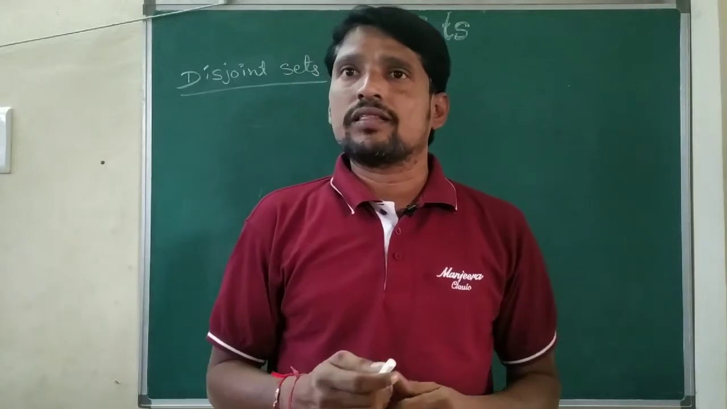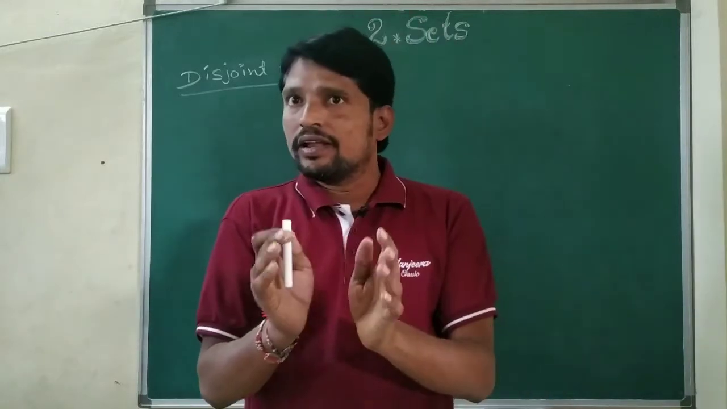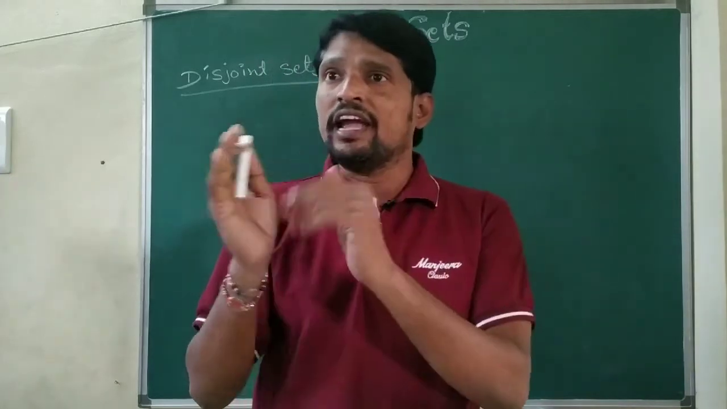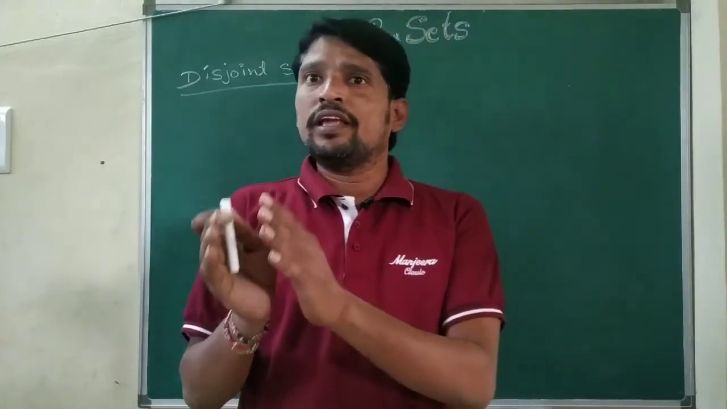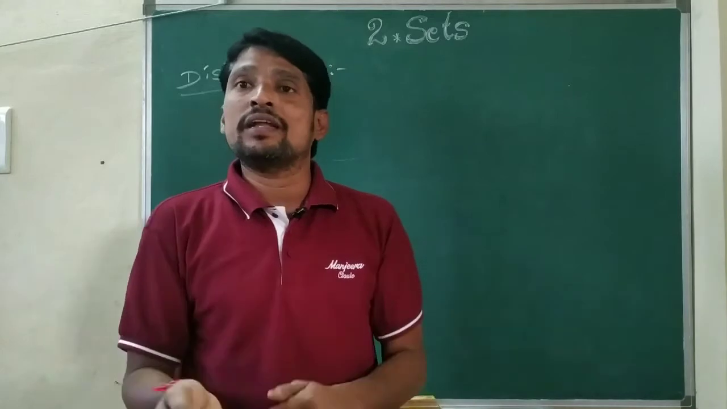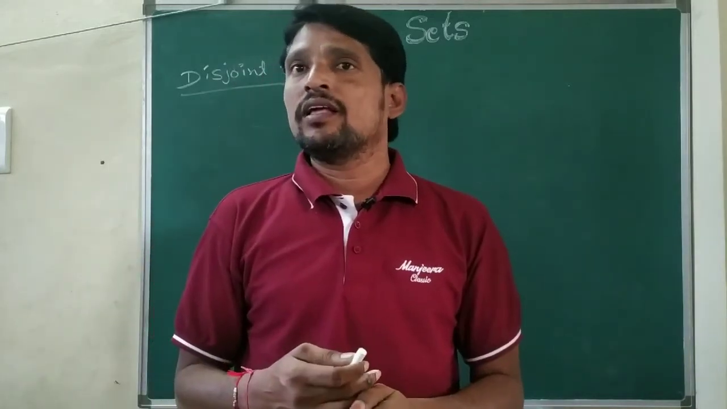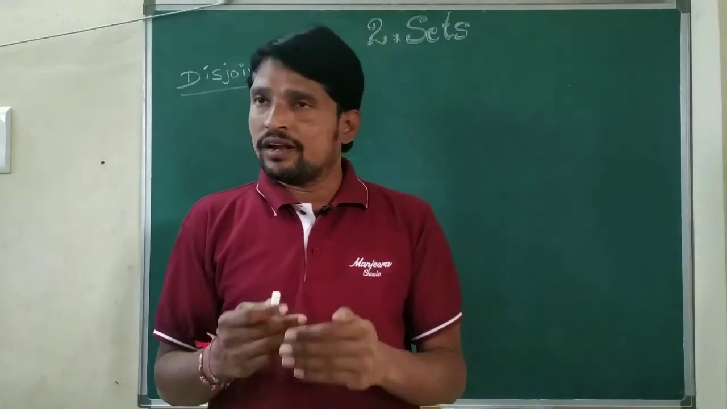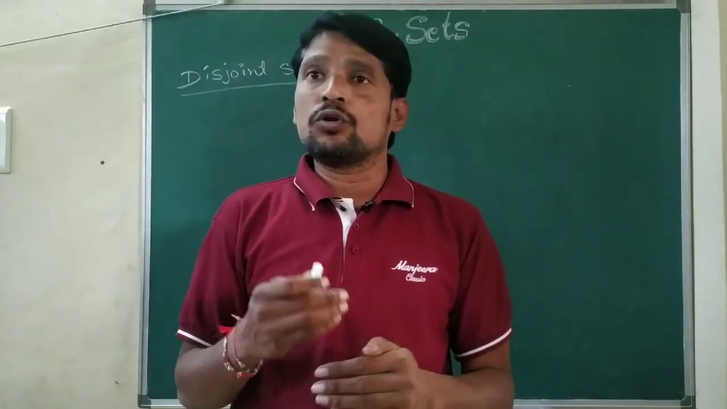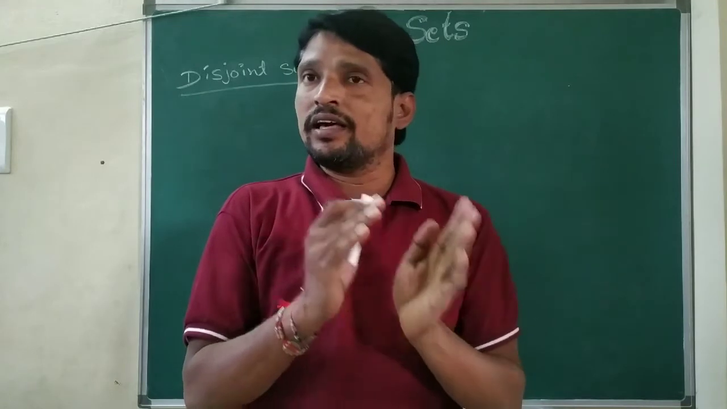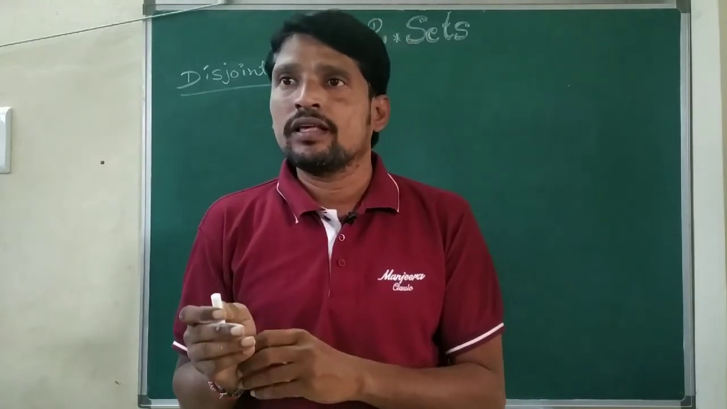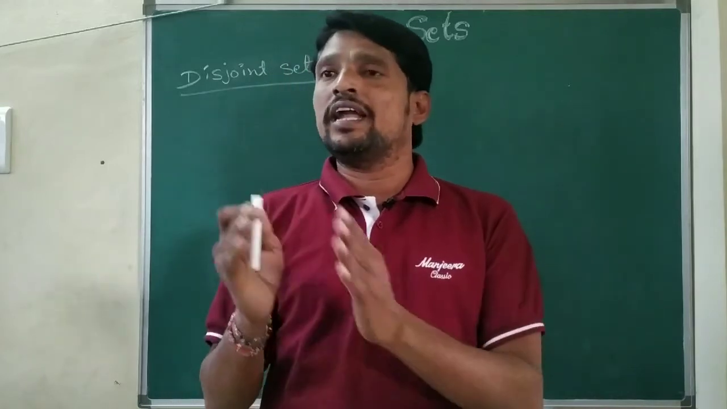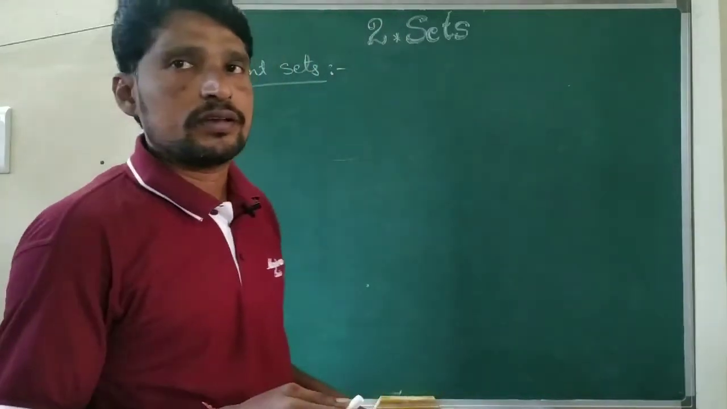What are disjoint sets? Consider A and B are two sets. If there is no common element in both A and B sets, that is called a disjoint set. Once again, consider A and B are two sets. If there is no common element in both A and B, they are called disjoint sets.